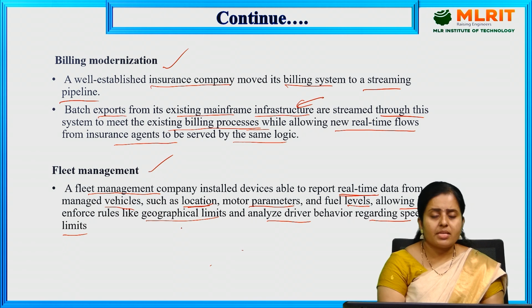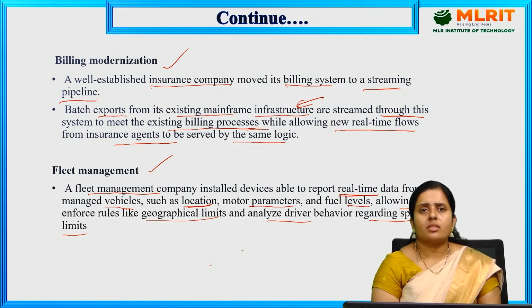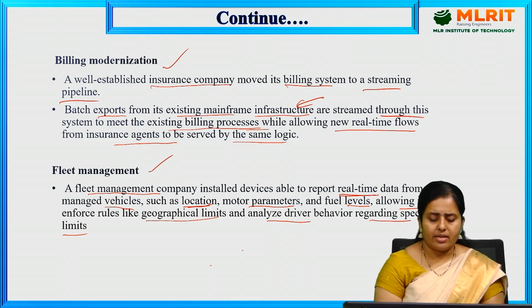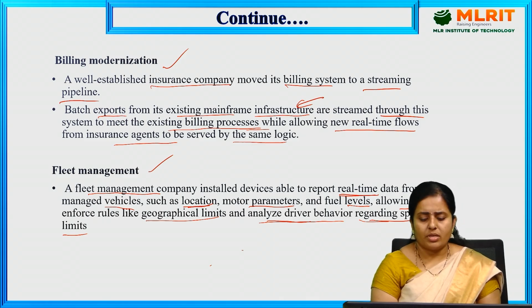And sometimes there are geographical limits, right? Based on road conditions, the government puts some speed limits. If any limit is crossed by a particular driver, the management can immediately warn them by using real-time data analysis, and analyze the driver's behavior regarding speed limits. As I have told you, based on road conditions, they can analyze the driver's speed as well.